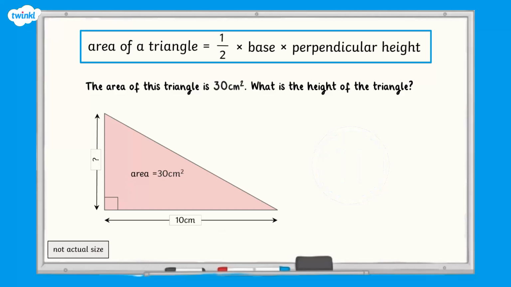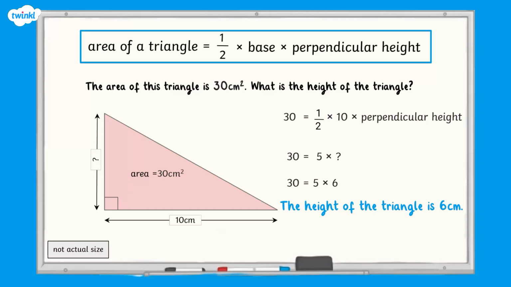We can put what we know into our formula. 30 equals half multiplied by 10 multiplied by perpendicular height. Half multiplied by 10 equals 5, so 30 equals 5 multiplied by perpendicular height. We know 5 multiplied by 6 equals 30, so the perpendicular height must be 6 centimetres. Well done if you got that one correct.